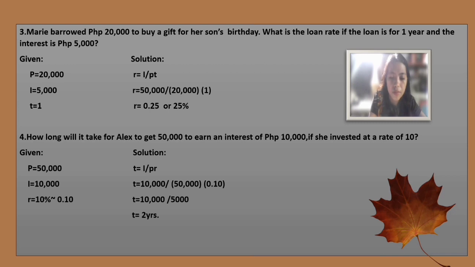But we are going to multiply first the 50,000 and the 0.10, which are the principal and the rate. Then the answer is 5,000. So 10,000 divided by 5,000 is equal to 2 years.